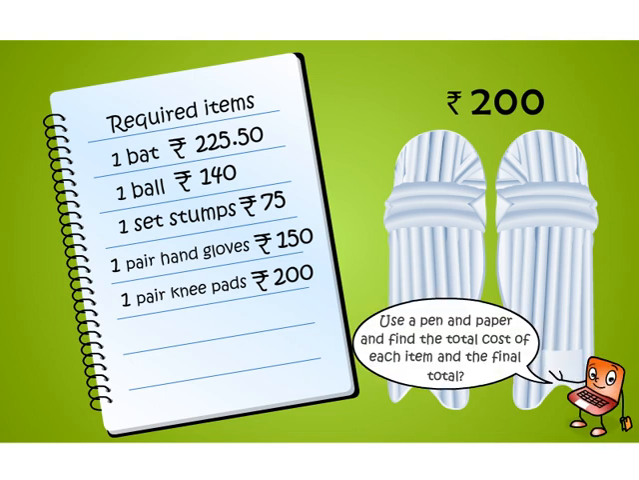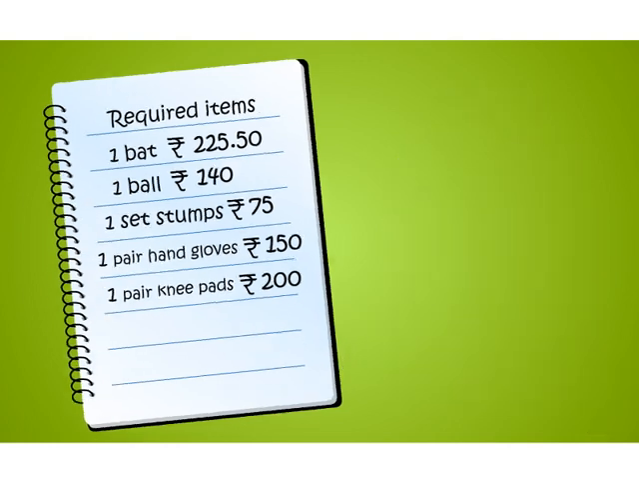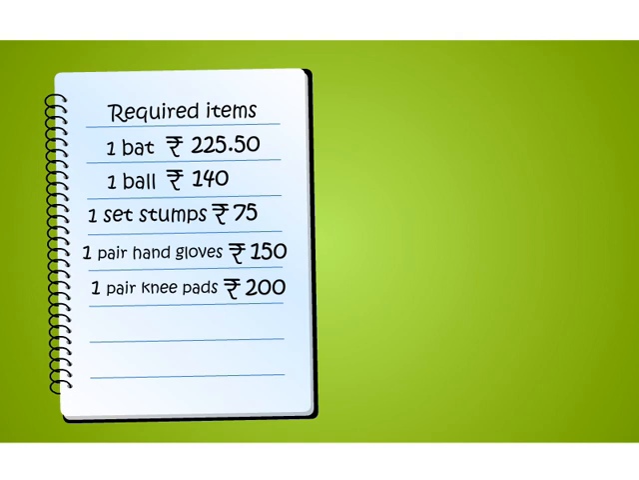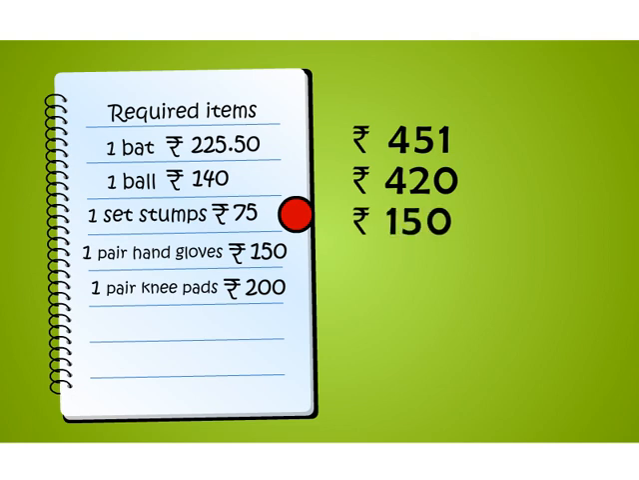Use a pen and paper and find the total cost of each item and the final total. To find the total cost of each item, we have to multiply the price of one unit of an item with the total number of units bought. So, two bats will cost rupees 451. The cost of three balls will be 140 into 3, which is equal to ₹420. The cost of 2 stumps will be 2 into 75, which is equal to ₹150.